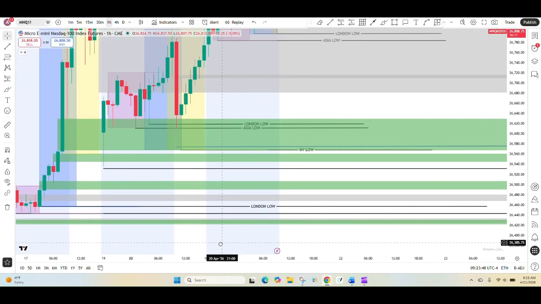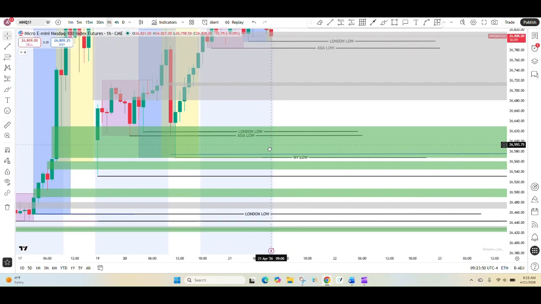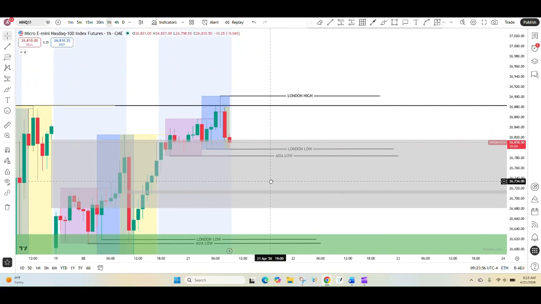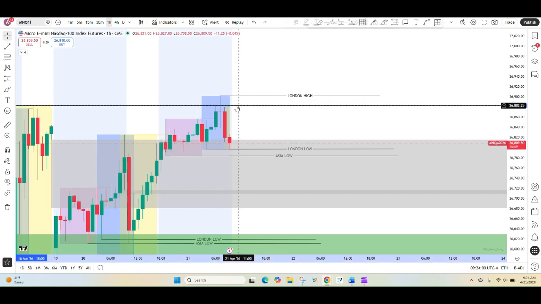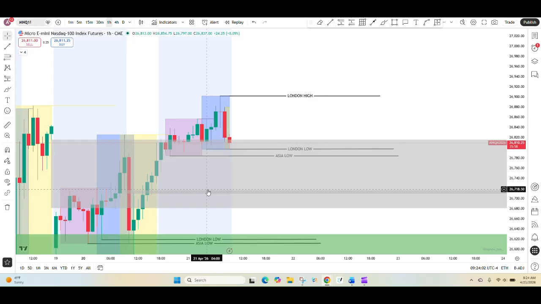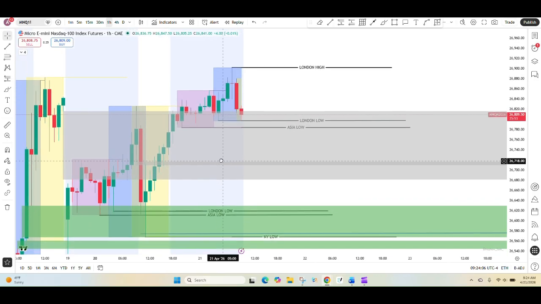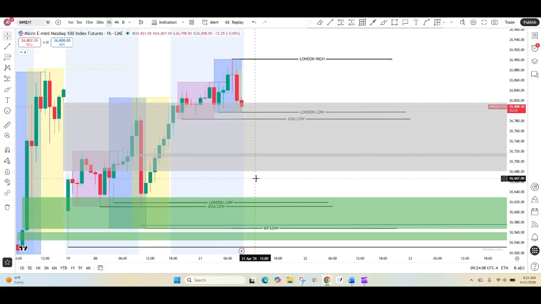What else? It looks like all these other levels have not been touched yet, so they're still all valid. This one can be removed because you see it was touched by this candle here, so that level can be removed. I think that's it.